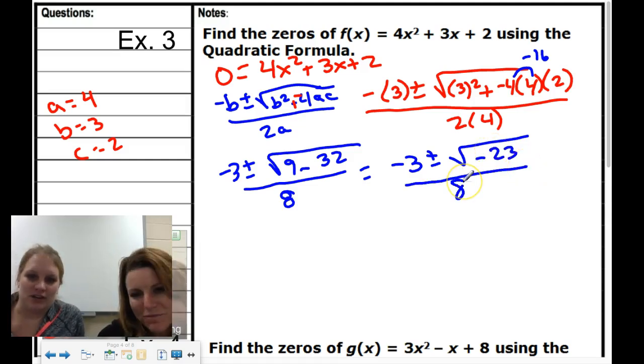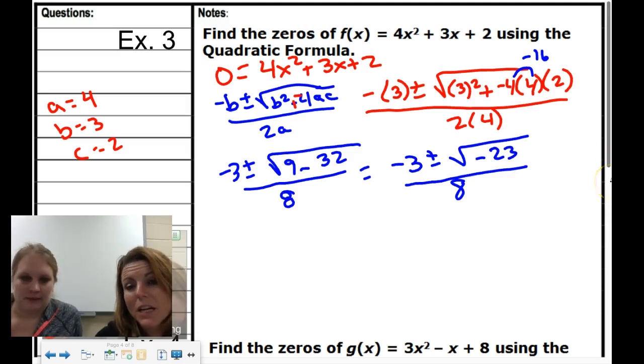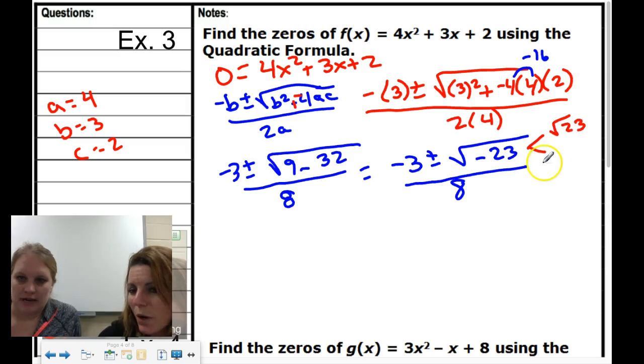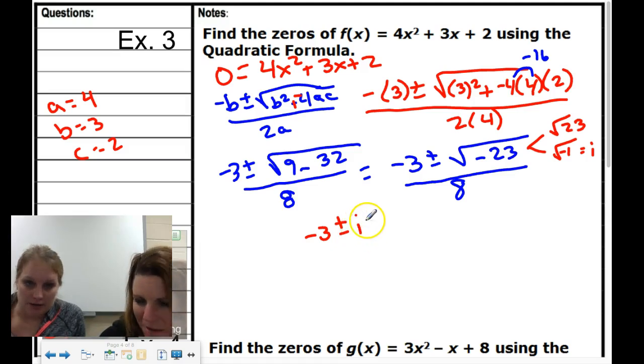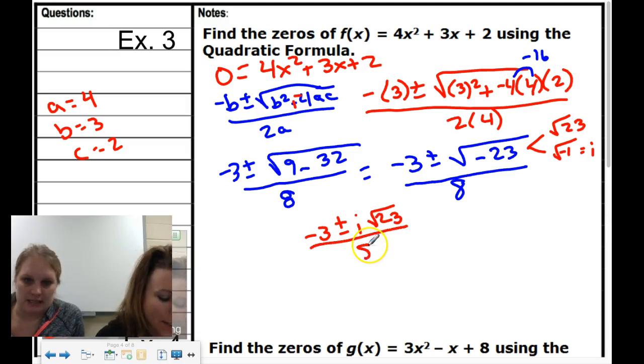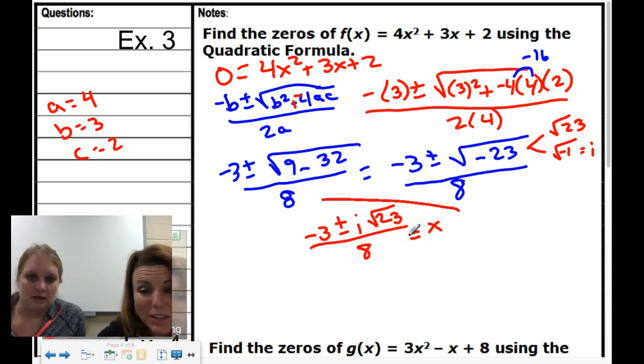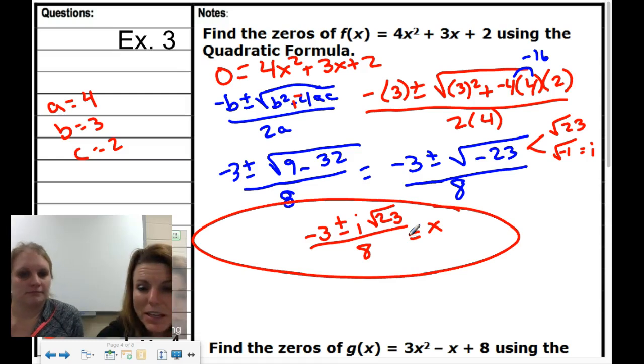Ooh, so this is imaginary. Yep, you never leave your answer like this with a negative under a radical. So now we can split that up into two parts. The square root of 23 and the square root of negative 1, which is then i. So we can rewrite this now: negative 3 plus or minus, where should we put that i? The i comes out front. Yep, square root of positive 23 over 8. And that is your answer, x, and we are done.